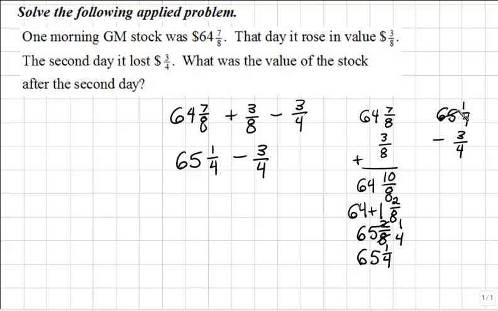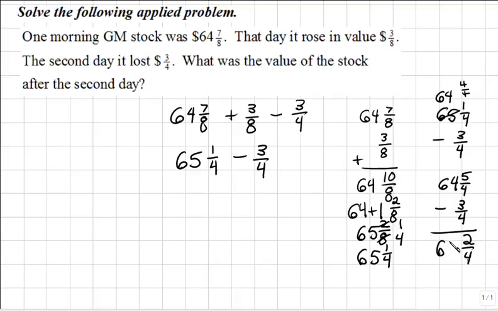So borrowing a whole unit, this will become 64. And this one whole unit will become 4/4. So combining this with 65 and 1/4, really this problem will be 64, 4/4, and another 1/4 will become 5/4, minus 3/4. Subtracting now, 5/4 minus 3/4 with common denominators will become 2/4.